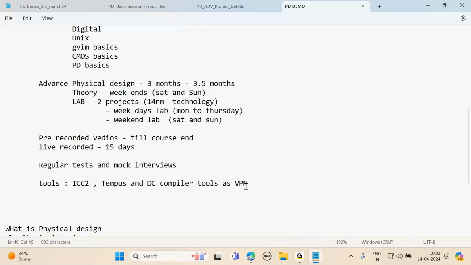Sir, is VLSI Guru also providing placement assistance? Yes, sir. See, VLSI Guru is tied up with many companies. So whenever any company has a requirement, they immediately contact our placement team. VLSI Guru is going to take your resumes and forward them to the companies.